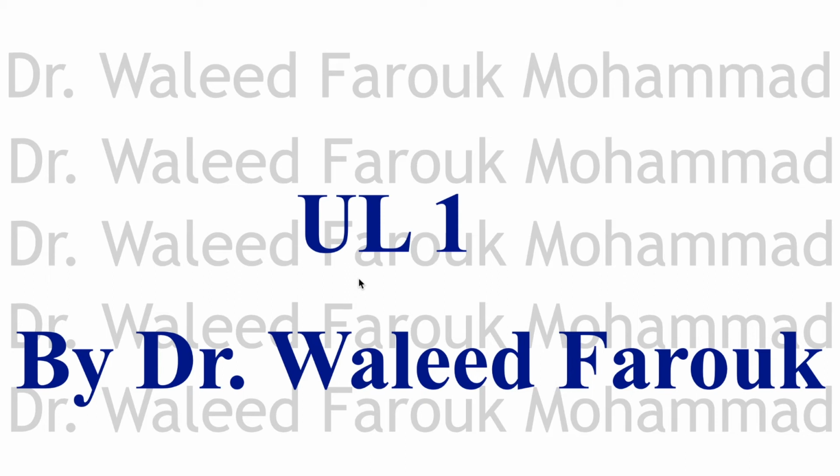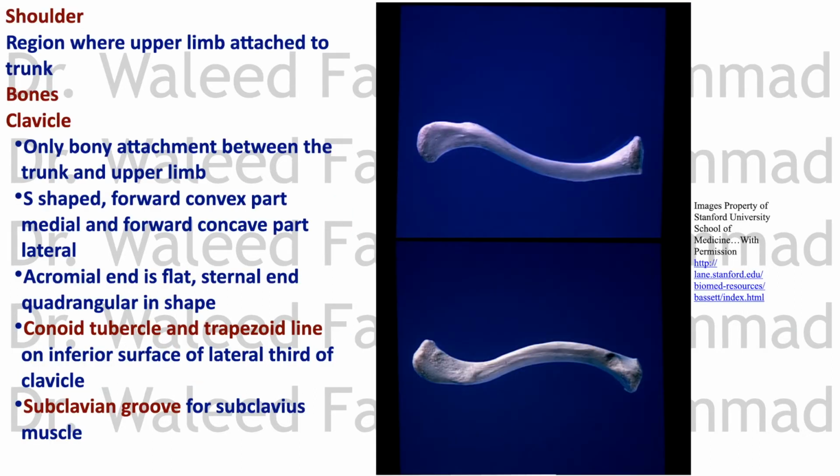This is the first lecture in the upper limb, and today we will be talking about the osteology of the shoulder region. So let's begin. The shoulder is where the upper limb attaches to the trunk. The bones of the shoulder are the clavicle.